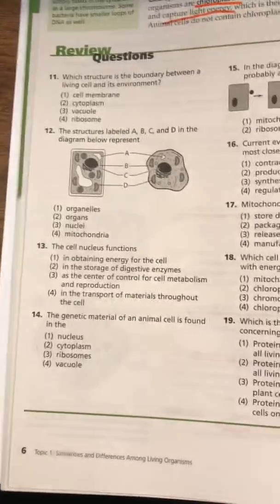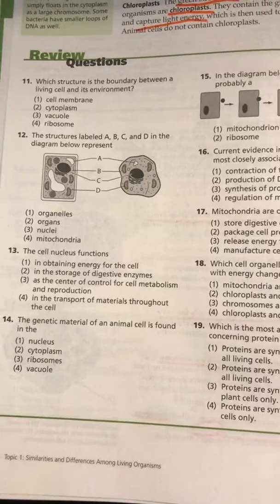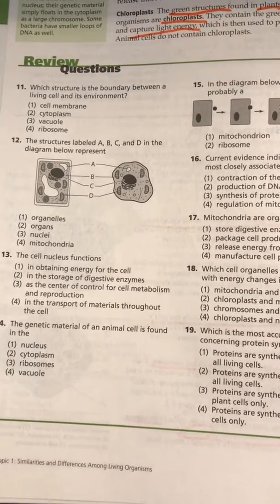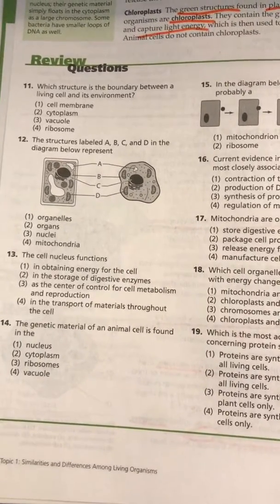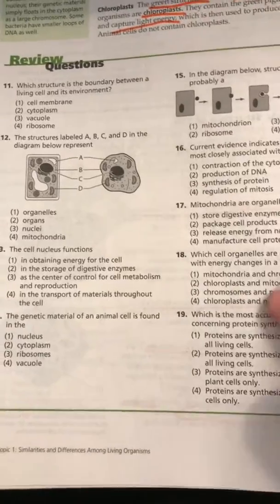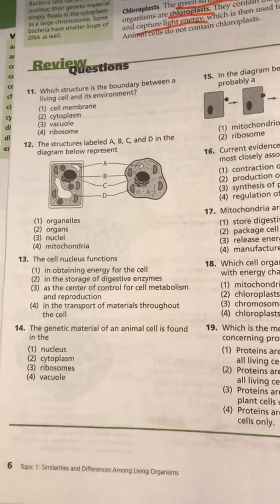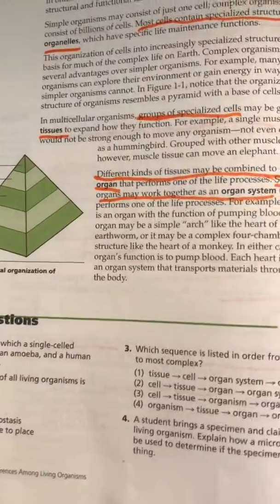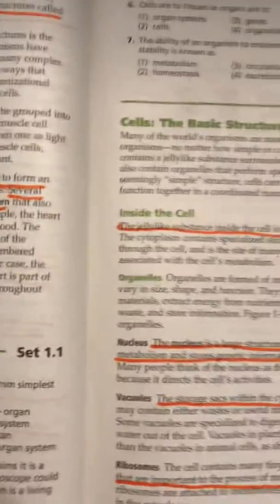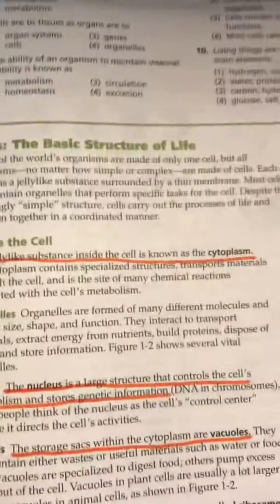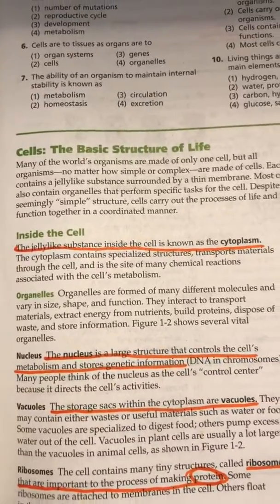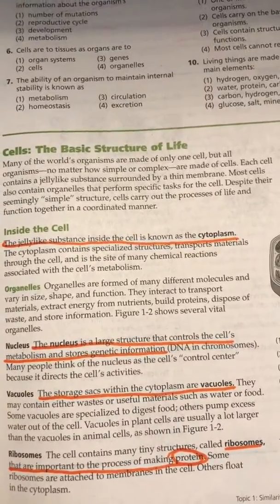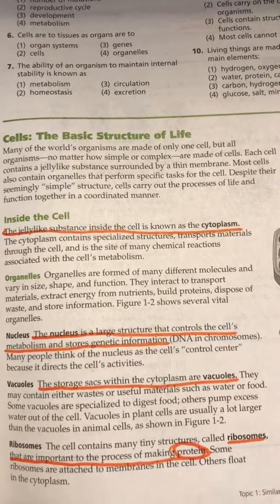Review question 11. Which structure is the boundary between a living cell and its environment? 1. Cell membrane. 2. Cytoplasm. 3. Vacuole. Or 4. Ribosome. You'll be able to find this answer right here in the first 2 paragraphs of the cells, somewhere in there.